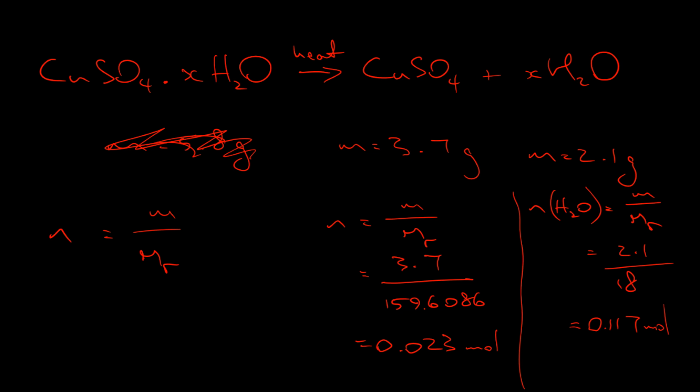Now, in stoichiometry, we look at the mole ratio. And what we have here is the ratio of copper 2 sulfate to water molecules. Okay, so we find that ratio. So we take our larger number divided by the smaller number. Okay, so we're going to do 0.117 divided by 0.023. And that will give us what we call the mole ratio.